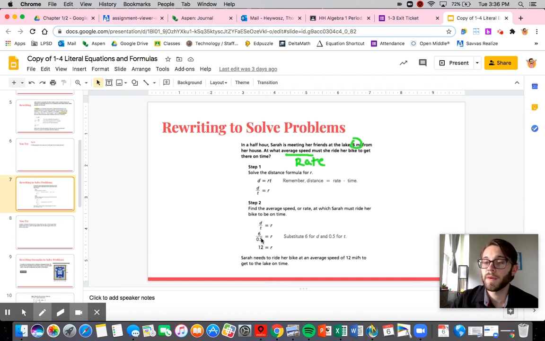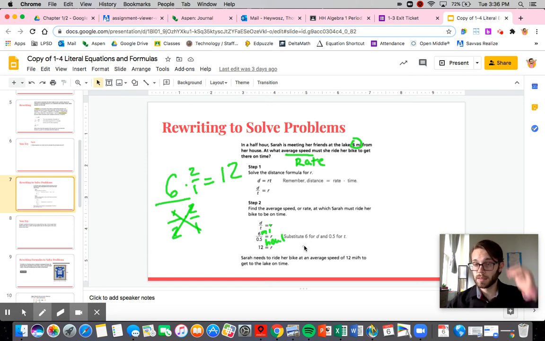So 6 divided by 0.5 would be the same thing as 6 divided by 1/2. When you have a fraction in the denominator, to get rid of that, you multiply by the reciprocal. And what you do to the denominator, you have to do to the numerator. So that would be 12. As a reminder, it is miles per hour because we're dealing with miles and hours. Again, if you did it in terms of minutes, it would be miles per minute, but it would be 6 divided by 30 if you did it that way.